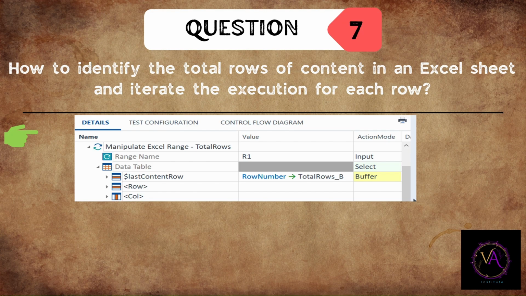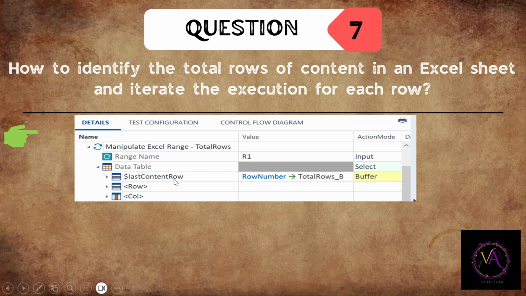After opening the Excel workbook and defining the range, I use that range. I use this Excel manipulate range option, with range R1. I go to the data table and, from the row point of view, I say go to the last content row. So the control will be on the last content row. If you have 7 rows, the control will be on the seventh row. If you have 20 rows, it will be on the 20th row. If you have 120 rows, it will be on the 120th row.